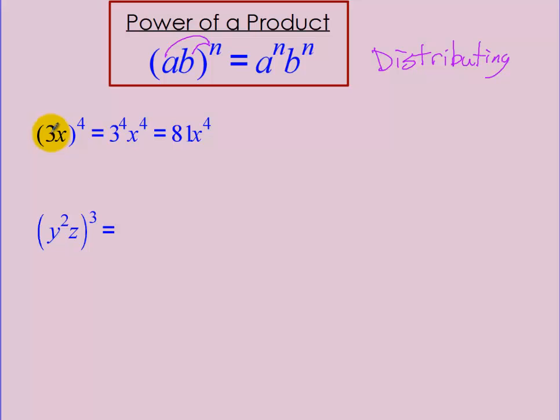So let's do the examples here. 3x all to the 4th power becomes that 4 is distributed. So it's 3 to the 4th times x to the 4th, and 3 to the 4th power is 81. So it's 81x to the 4th power.